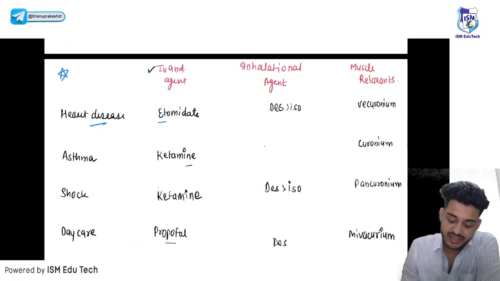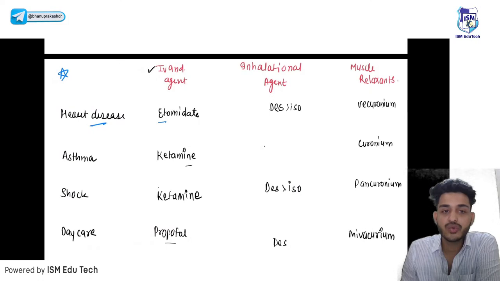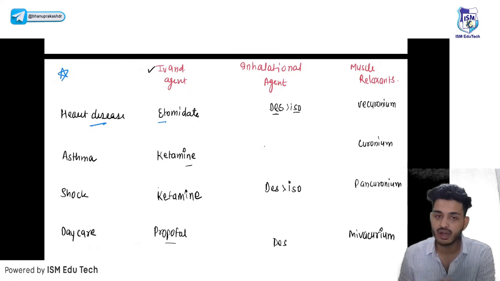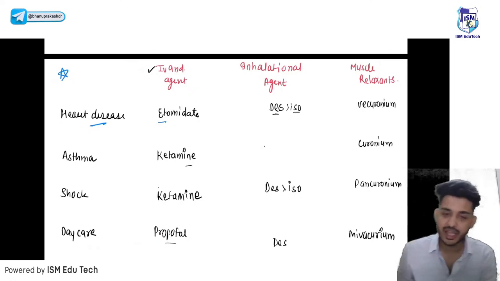Okay. Inhalational agents. Let's talk about inhalational agents. What do we prefer in heart disease? In heart disease, we prefer desflurane or isoflurane. Okay. You can use desflurane and isoflurane according to availability, but both can be utilized, right?